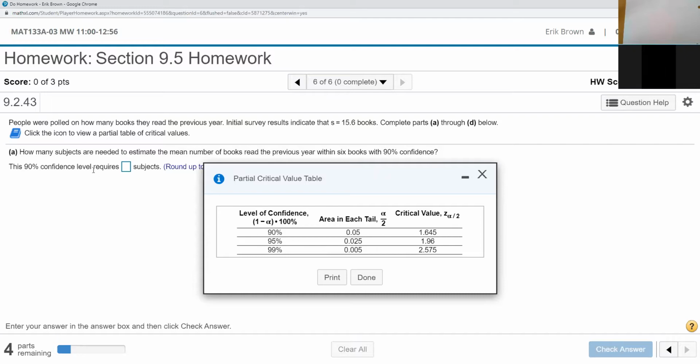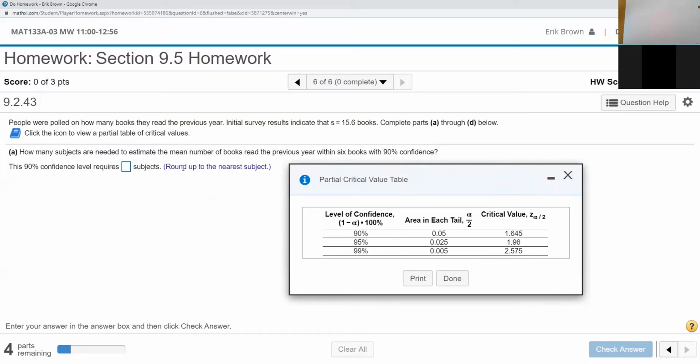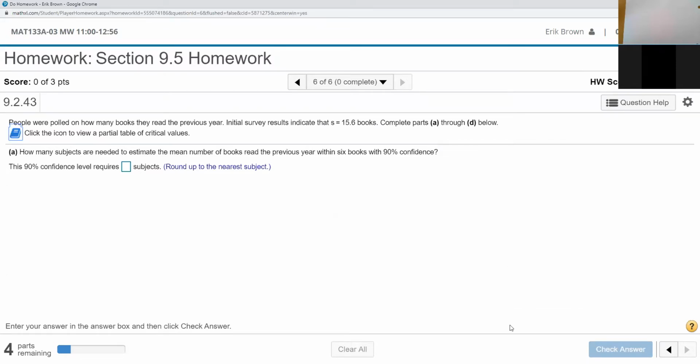What's helpful about this, number one, is we don't have to use our calculator to find these Z-scores. And number two, these are the numbers they're using to calculate in the formulas, so we will round to the correct number that they want. Notice they're all 3 decimal places. Okay, so A says how many subjects. Anytime you see how many, that means you're using a sample size, not a confidence interval.